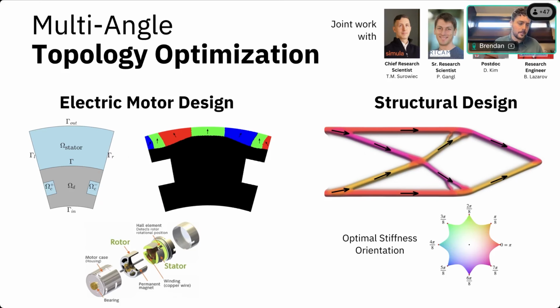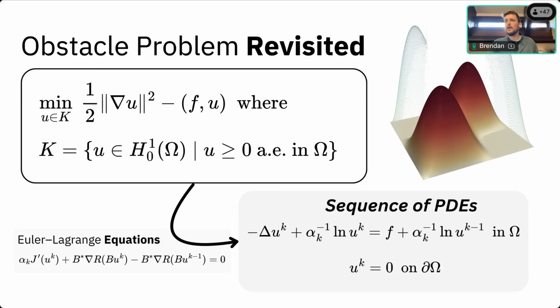Or in structural design, where you might want to place different materials with different anisotropies in their stiffness, and for a standard type of cantilever beam problem, but now with the multi-angle or anisotropic topology optimization, you get an optimal design that looks something like this.